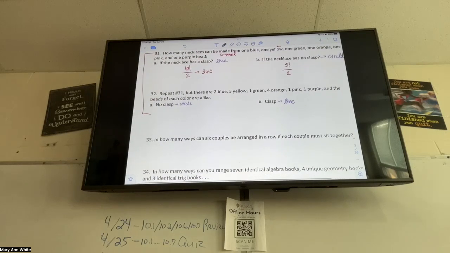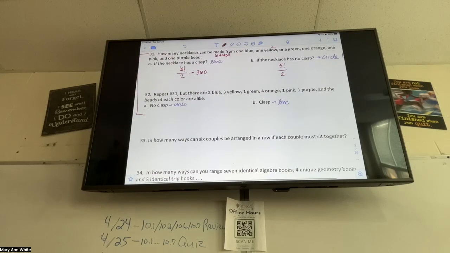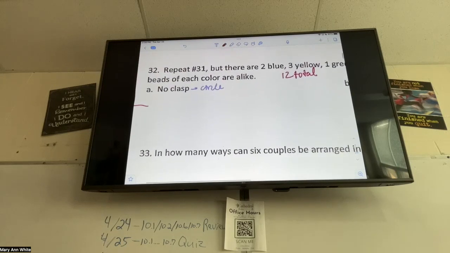Okay, now how many total beads do we have? 12 total. Okay, so if I've got the no clasp, I'm going to put them in a circle. What would my numerator of this be? What would my top factorial be? 11. Good. Now we have to take into consideration not just the reflection, but the repetitions as well.